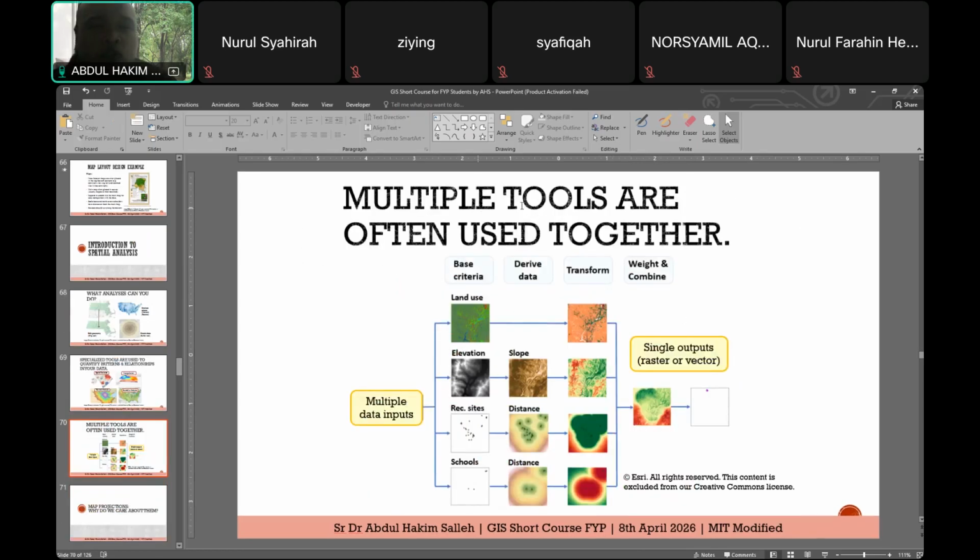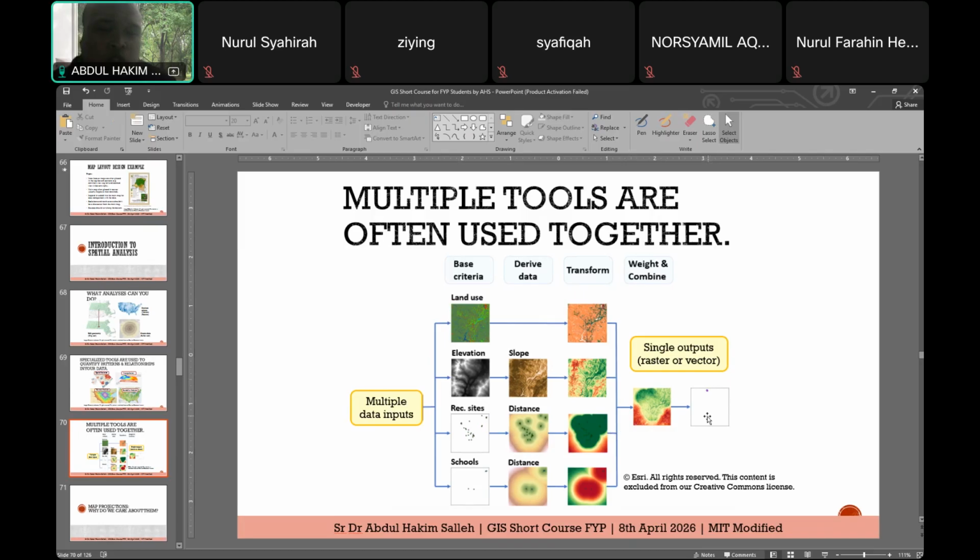Now, multiple tools are often used together, like this one. Here they want to find the best locations for, let's say, a new school.